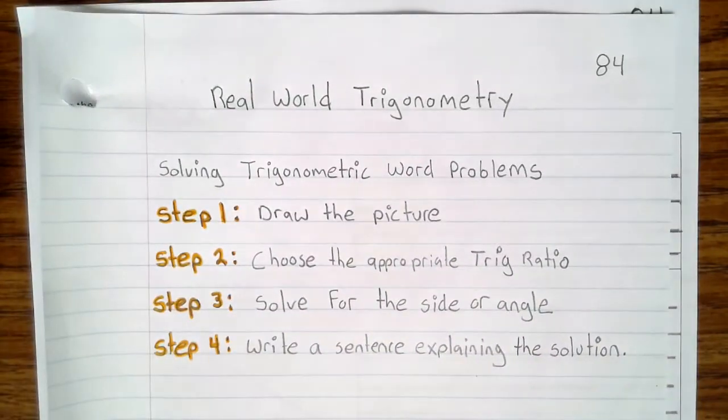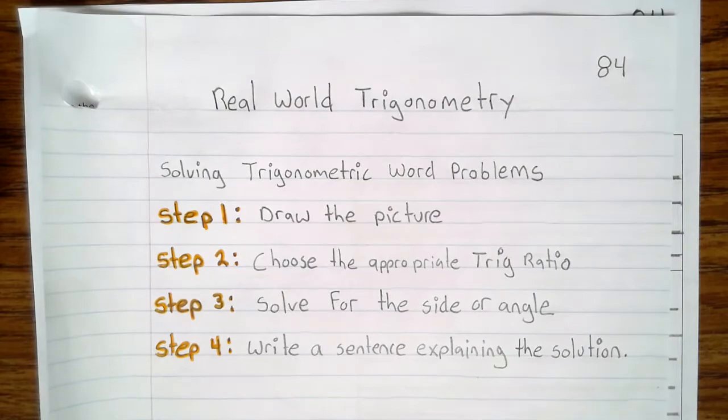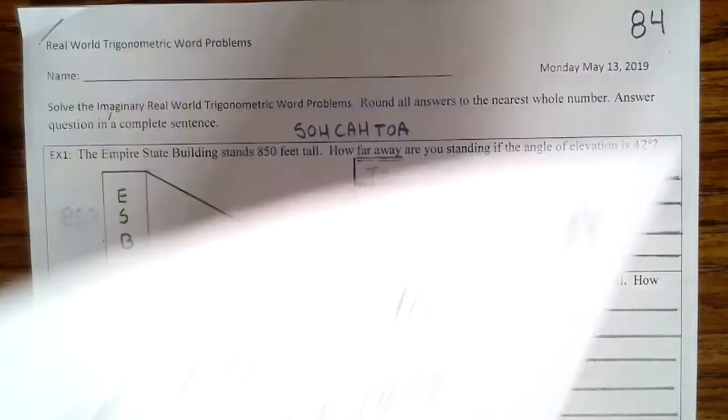Real world trigonometry on page 84. Solving trigonometric word problems. Step 1, draw the picture. Step 2, choose the appropriate trig ratio. Step 3, solve for the side or angle. Step 4, write a sentence explaining the solution. All right, now let's look at our examples.